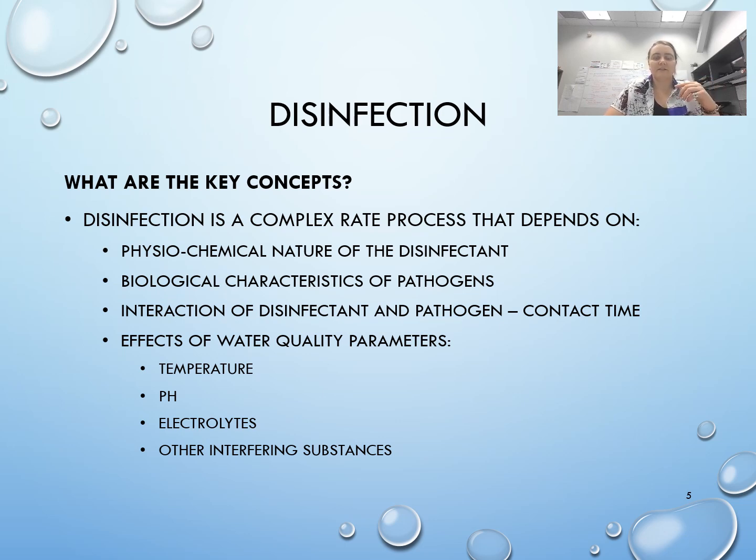Disinfection is also affected by several water quality parameters. It's affected by temperature, and by pH, which is a big one when it comes to chlorine. It's affected by electrolytes, cations, and anions in the water, and then other interfering substances. A good example is natural organic matter. Chlorine likes to react with natural organic matter, and it likes to react with nitrogen compounds as well. That decreases the amount of chlorine that's actually effective for disinfection, which is something we'll talk about in class. So you can have other interfering substances that get in the way of disinfection.